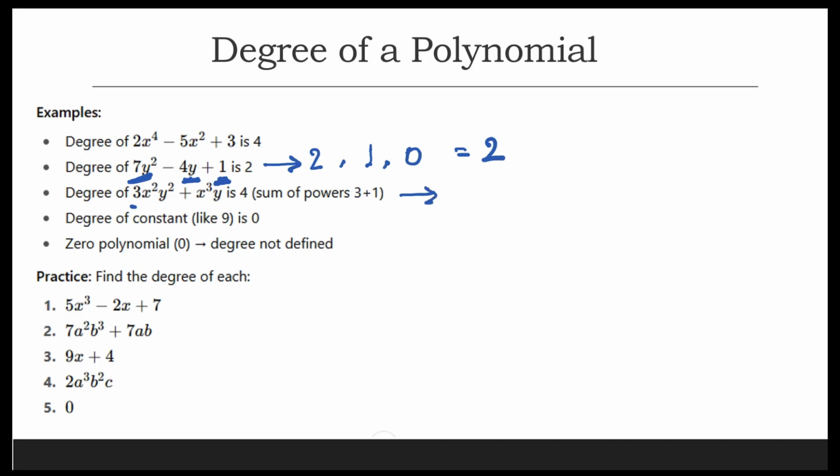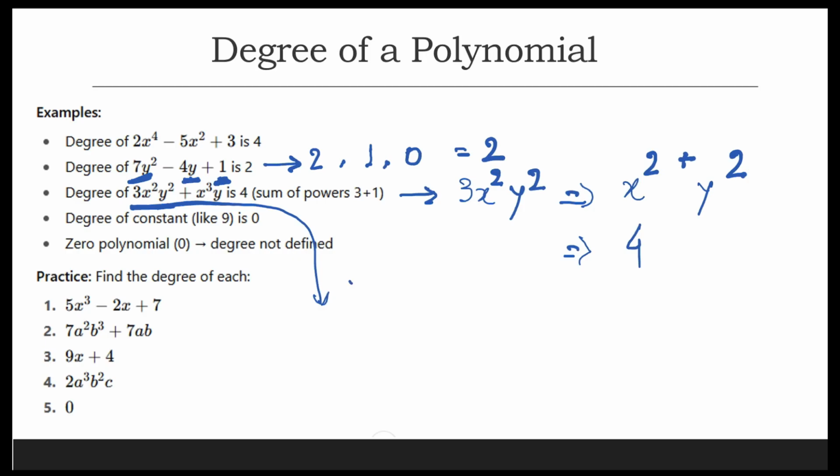This is the first one. When we talk about highest power of variable, we have to add the power of all variables. So 3x square y square. In this case, x to the power 2, y to the power 2. There are two variables. We'll add these two powers. So 2 plus 2 is 4. So in this particular case, 3x square y square, the degree of this term is 4.